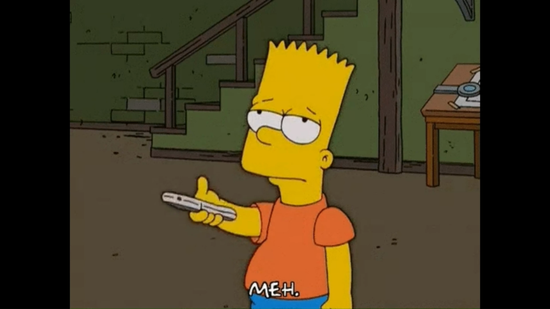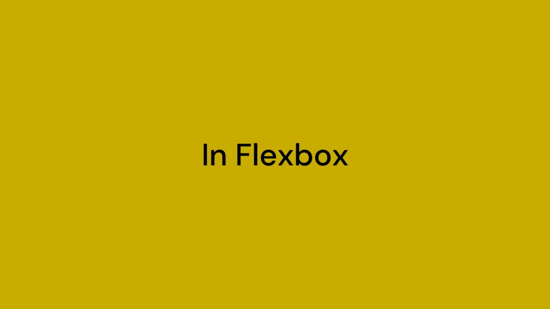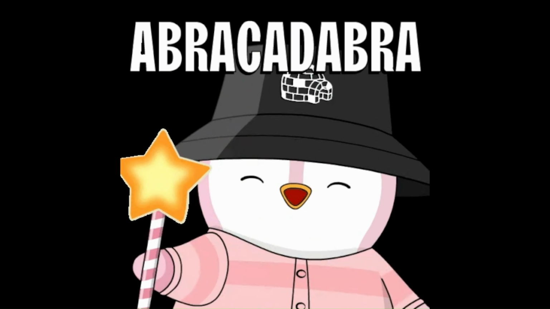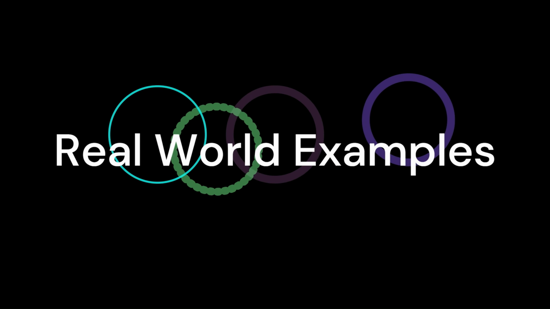Now, let's talk about controlling which way your elements flow. In Flexbox, we have this amazing property called flex direction. Think of it like having a magic remote control that changes gravity itself. Let me explain each option with real world examples.